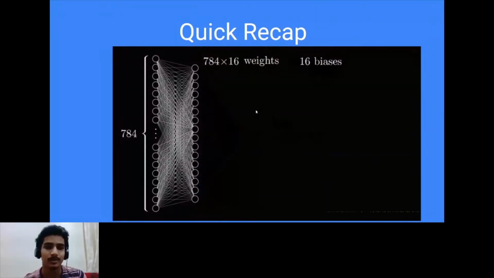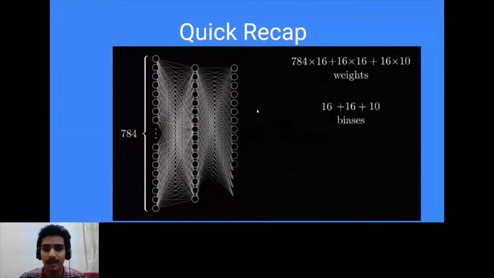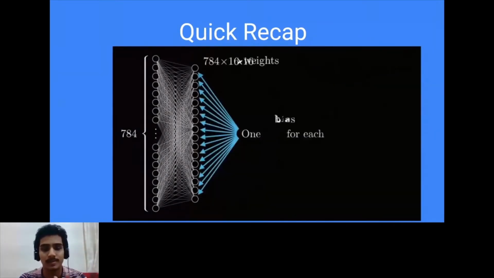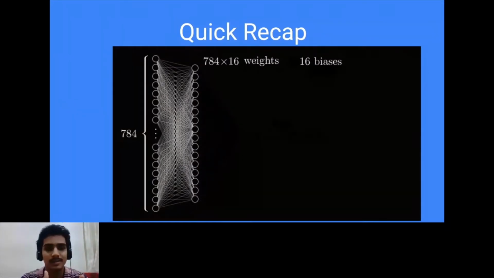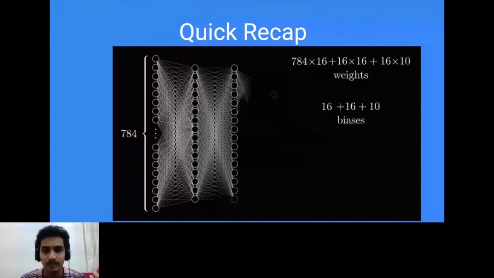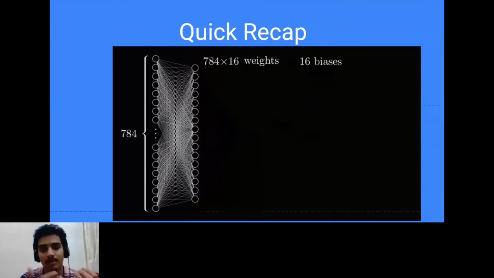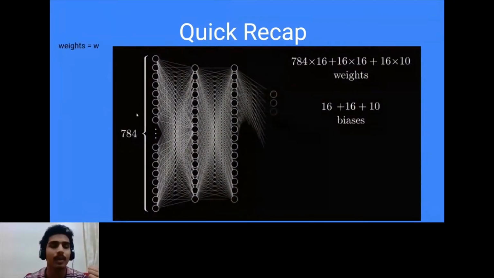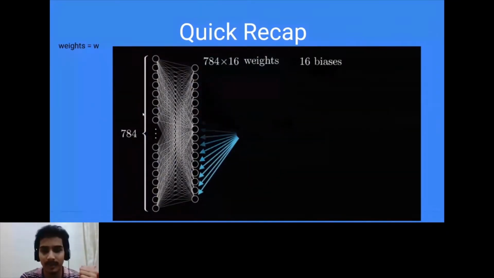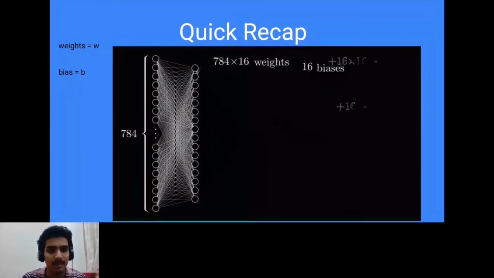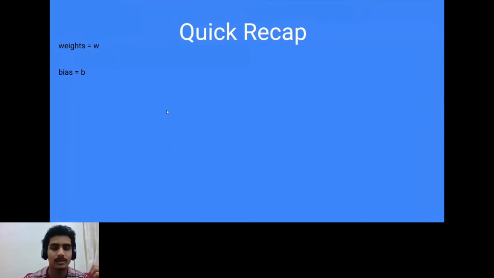So what are weights? As the name suggests, weights signify the weightage of a particular input to our final output. That's all the name weight means. Weights are represented everywhere with the letter W. Then we saw what biases are.